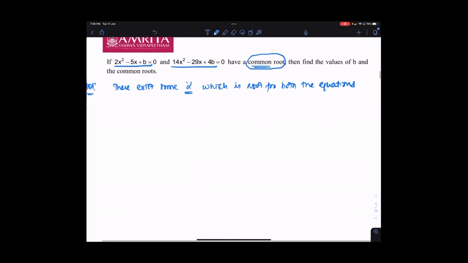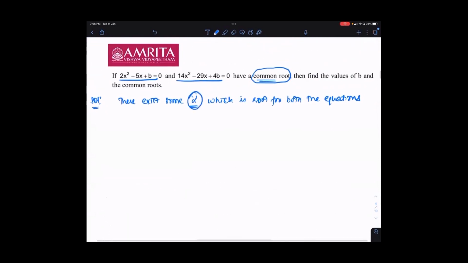What you need to do is assume that alpha is the common root, so there exists alpha which satisfies both the equations. So 2 alpha square minus 5 alpha plus b must be 0, as well as 14 alpha square minus 29 alpha plus 4b must also be 0. Correct? That's it. Now this has nothing to do with the quadratic. Why? Because how many equations are there? 2 equations. How many unknowns are there? Alpha and b, 2 unknowns.